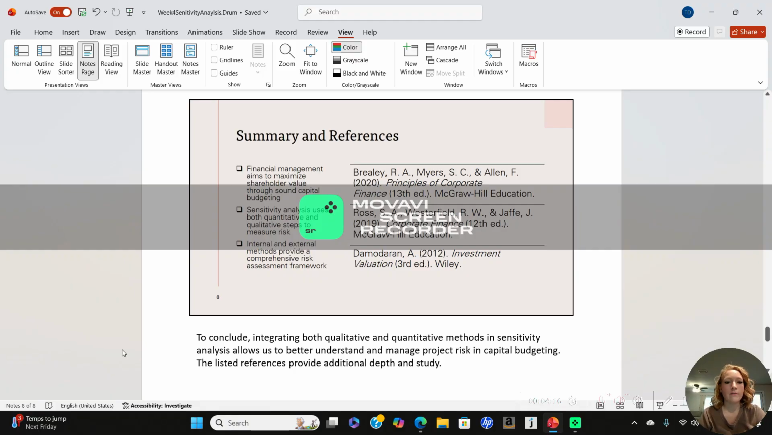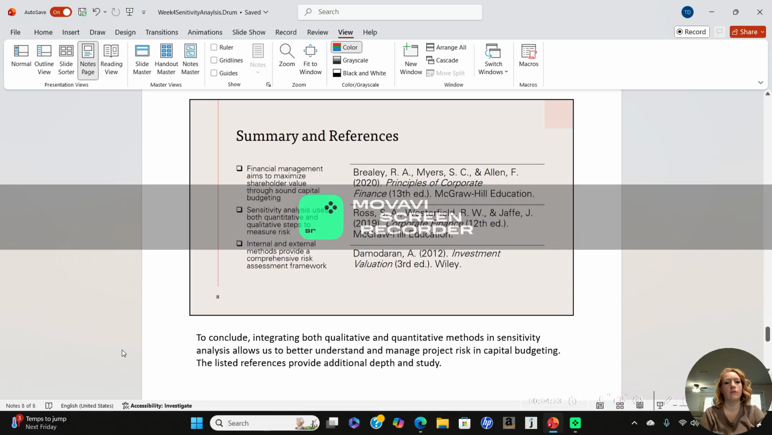Now, here's our summary. To conclude, integrating both qualitative and quantitative methods in sensitivity analysis allows us to better understand and manage project risk in capital budgeting. The listed references provide additional depth for study.